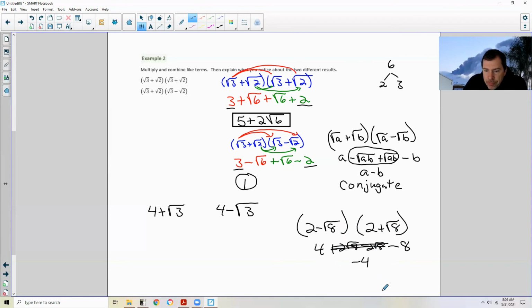There's an integer. Okay? 4 times 4 is 16. 4 times negative radical 3 is negative 4 radical 3. Radical 3 times positive 4 is plus 4 radical 3. Positive times a negative is negative. Root 3 times root 3 is 3. The minus 4 root 3 plus 4 root 3 cancel, and 16 minus 3 is 13. Every single time we multiply by a conjugate, the radical cancels out.